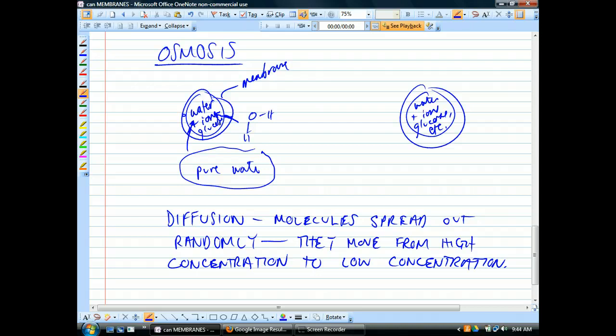And the ions can't come out. So the ions and stuff can't come out to make the water less concentrated outside. That can't happen. It's only one way. Only one thing can pass through the membrane, in this case, in this picture.